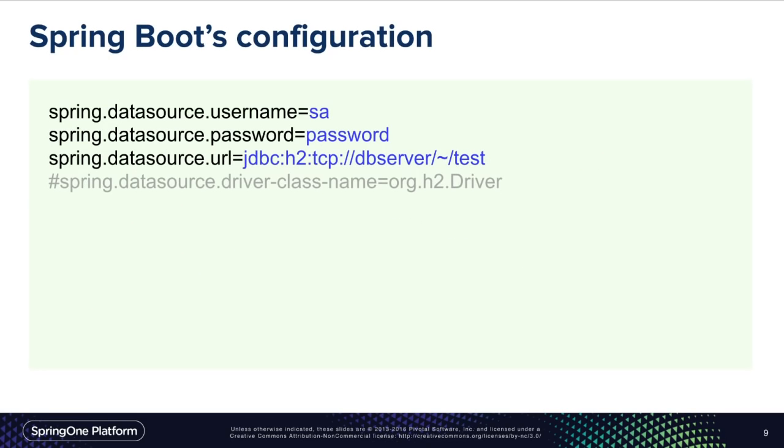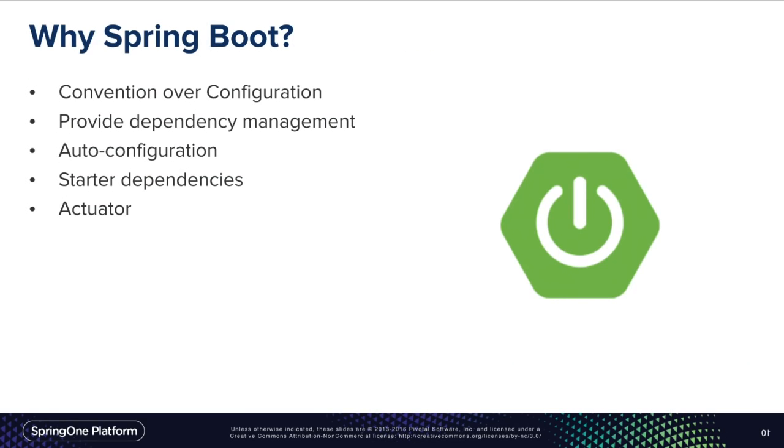So if we want to configure one data source, we have seen the XML way and the Java configuration way, and in Spring Boot, all you have to do is set up the properties. But why Spring Boot? Because it provides convention over configuration. The Spring team has provided the right configuration for, I can say, almost all the projects.